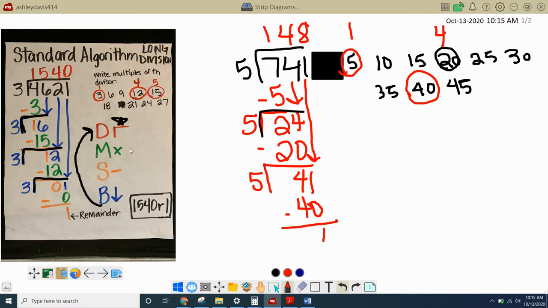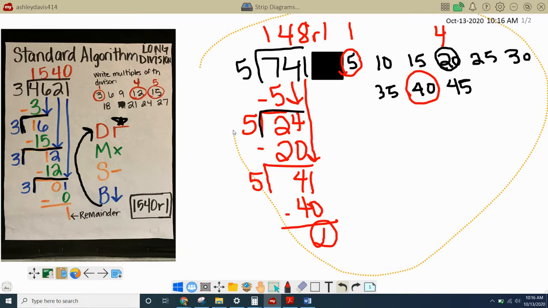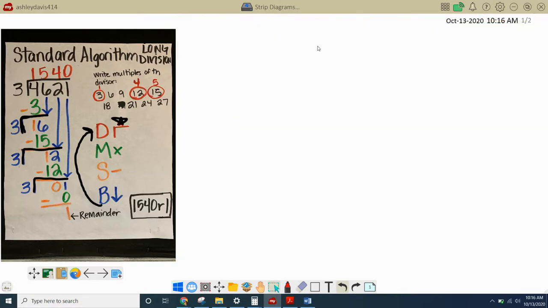So I have nothing else to bring down. So I say I am done. No other numbers to bring down. This is my quotient. This is my remainder. Remainder 1. Okay, so let me do another one. Let's do another one.